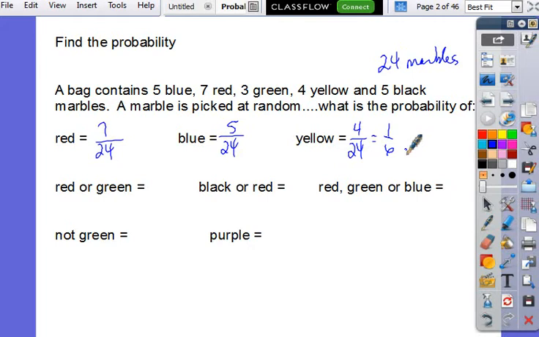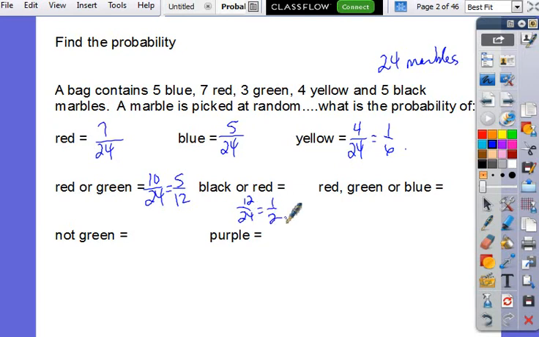Red or green. Well, how many reds do I have? 7. How many greens do I have? 3. So 7 plus 3 would be 10 out of 24, which simplifies to 5 out of 12. Black or red. Black is 5, red is 7. So that would be 12 out of 24, which is 1/2.